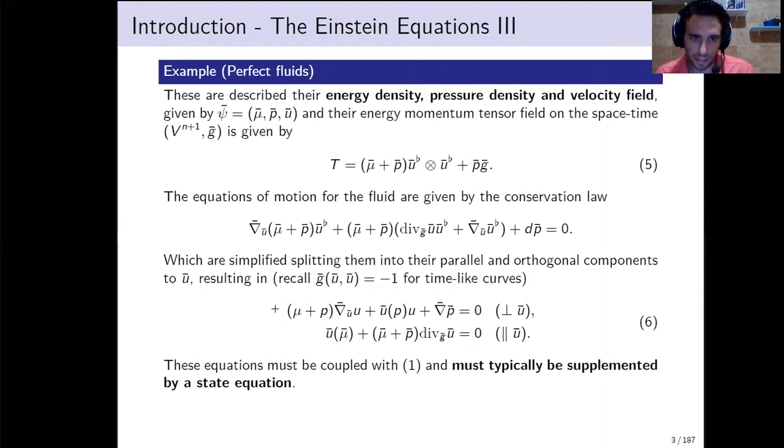And what we find are the equations that the energy momentum tensor field of a perfect fluid couples. So we have to couple these equations to the Einstein equations, and typically we will have to present some kind of state equation here. And a state equation is typically a link between the energy density and the pressure density, given in the form of something like this, the pressure density being a function of the energy density. Here I use the letter rho for the energy density instead of mu.